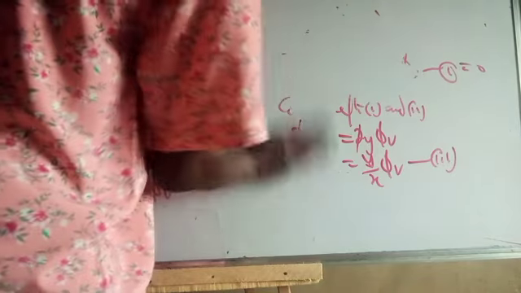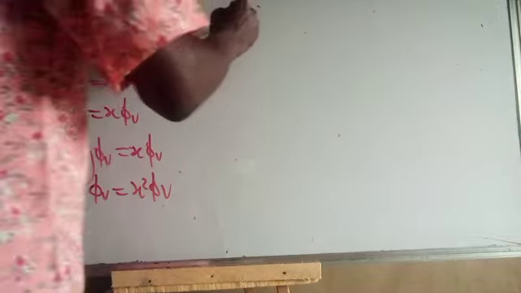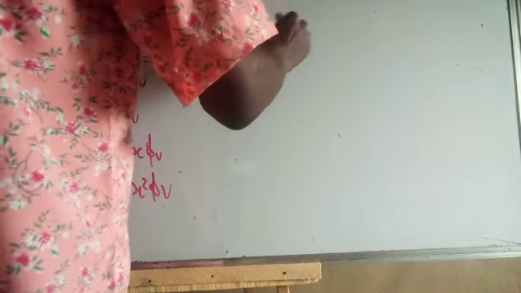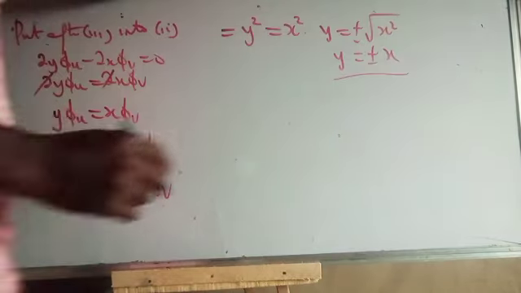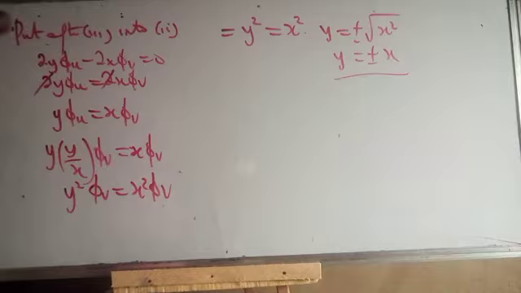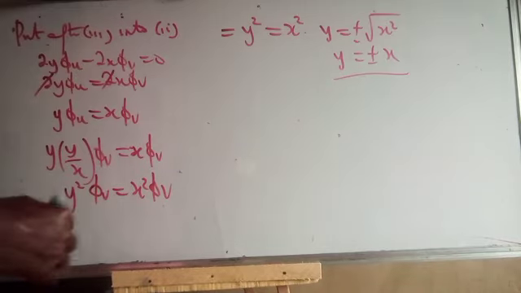So if phi v is common, what happens? You can see now obviously y squared equals x squared. So this implies that y squared is equal to x squared. In that case, you can say y is equal to plus or minus the square root of x squared. So y will be equal to plus or minus x. Okay? Now, having done that, let's look at the partial derivative of the function with respect to z.